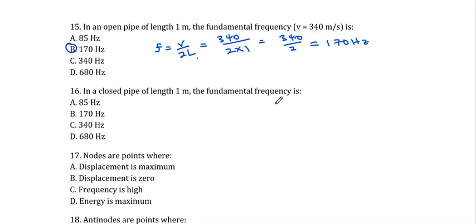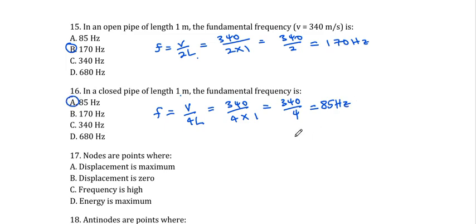Now the second one says, in a closed pipe of length 1 meter, the fundamental frequency is. The fundamental frequency in a closed pipe is V over 4L. That's the formula for the fundamental frequency of a closed pipe. And so V is 340, which is the speed of sound in air. Then we have 4 times the length of the pipe, which is 1. So this is 340 divided by 4. That's going to give us 85 hertz. So the answer to this question is A.